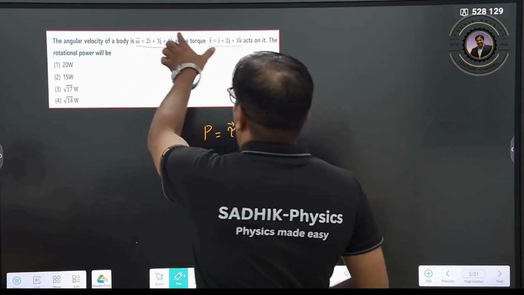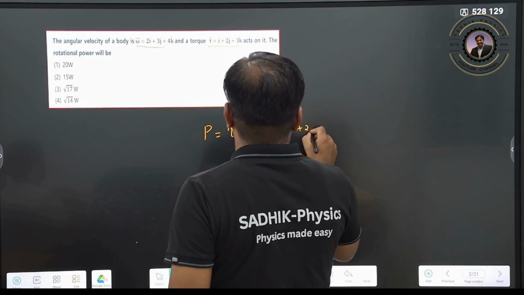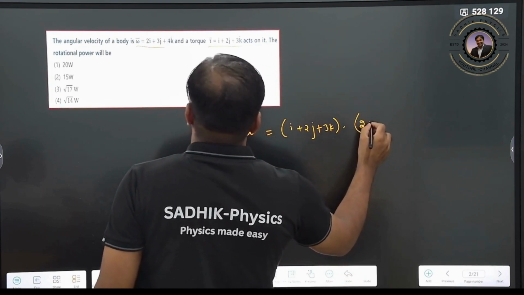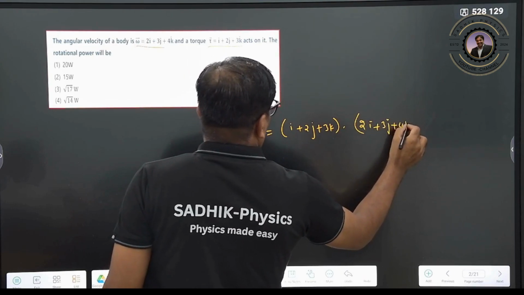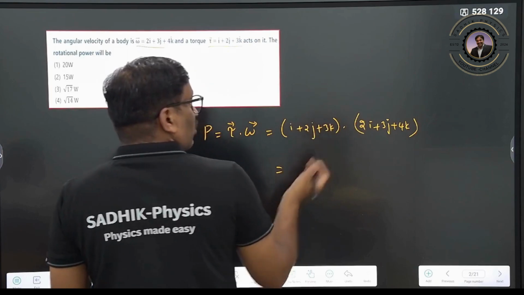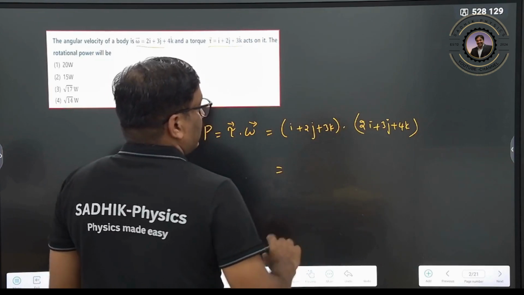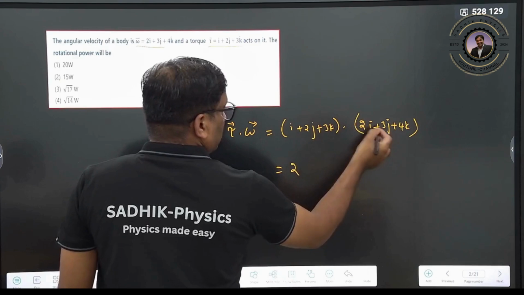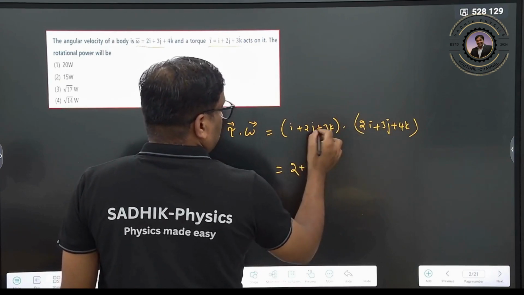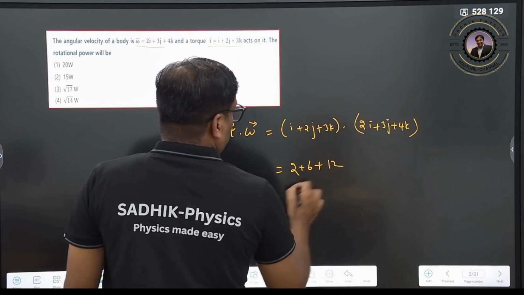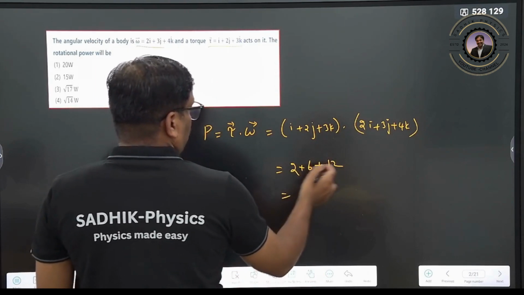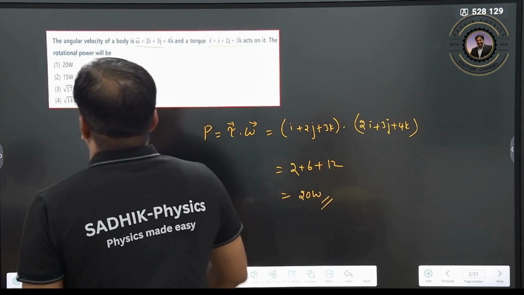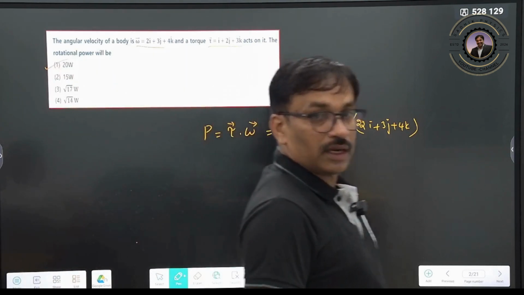Therefore torque how much? I plus 2j plus 3k dot 2I plus 3j plus 4k. Right? So you need to multiply the coefficients of I, and you should not have any ij here, because power is a scalar. 1 into 2 is 2, plus into plus is plus, 2 into 3 is 6, plus into plus is plus, 3 into 4 is 12. Therefore how much will it be? 2 plus 6 plus 12, so 20 watt. So the first option will be your correct answer. Clear?